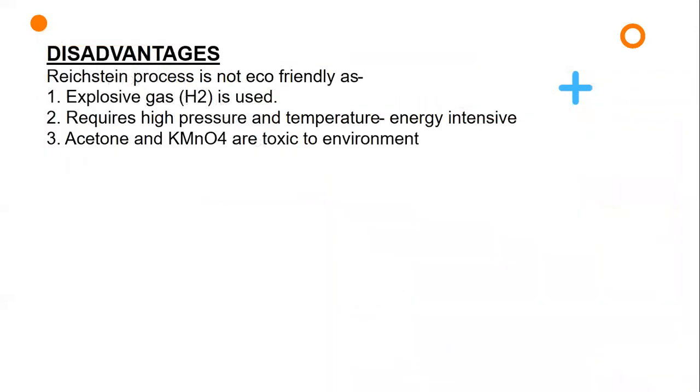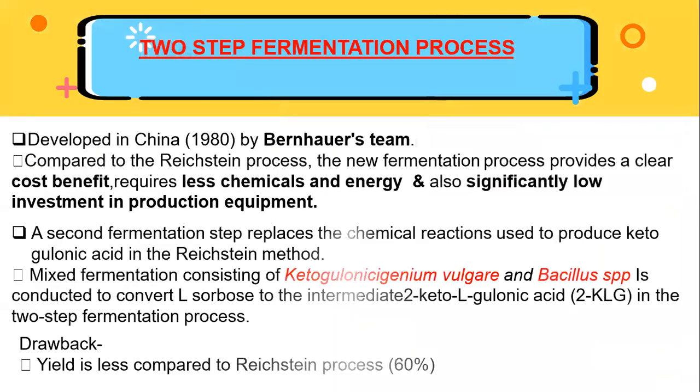The disadvantage of this process is that there is explosive H2 gas, which is used in catalytic hydrogenation. It requires high pressure and temperature, so it is highly energy intensive. And the acetone and KMnO4 which we use are toxic to the environment.